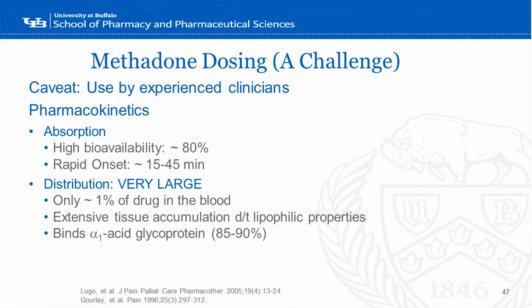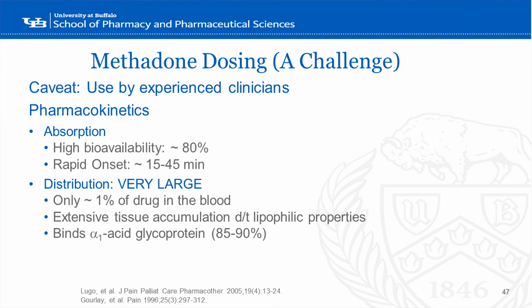However, methadone dosing is a challenge, and almost any literature that you see about methadone has a caveat that says it should be used by experienced clinicians. Some of the complications when dosing involve its pharmacokinetics, where from an absorption standpoint, it's highly bioavailable with often a rapid onset of 15 to 45 minutes. Although this is a little bit longer than some of the short-acting opioids, methadone can be used as a short-acting opioid or as a breakthrough pain opioid.